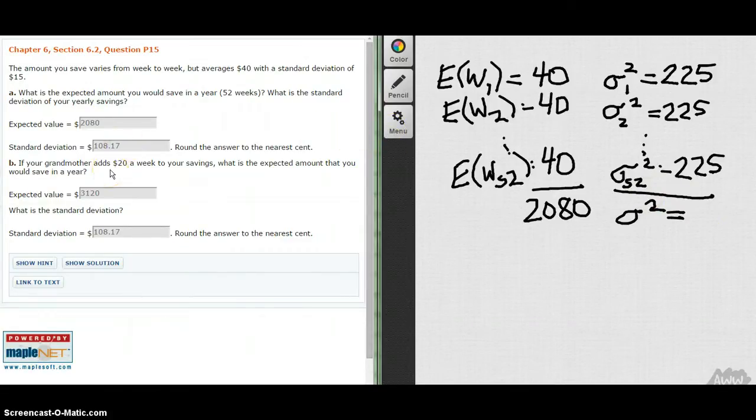Now, if the grandma is putting in $20 a week to the savings with no variance, so it's a dependable $20 a week, we can expect that we'd have 60 each week, our expected value. So we would just take 60 times 52, and that would give us our 3120. The standard deviation is not going to change because the variance is still going to be 225 each week. It's just going to be centered around 60 instead of 40, but because she put in 20 every single week, it didn't change how much the total amount varied each week. So that standard deviation for the year would still be the same as it was when we were just putting in the savings ourselves.